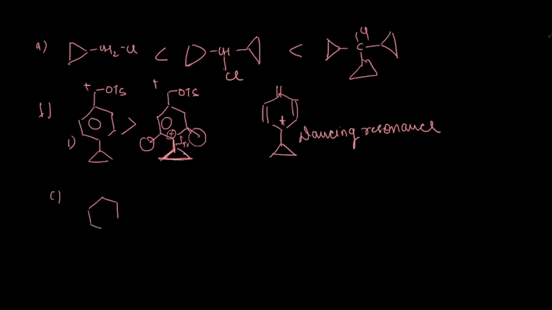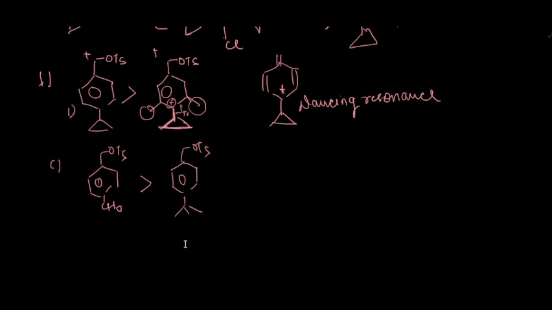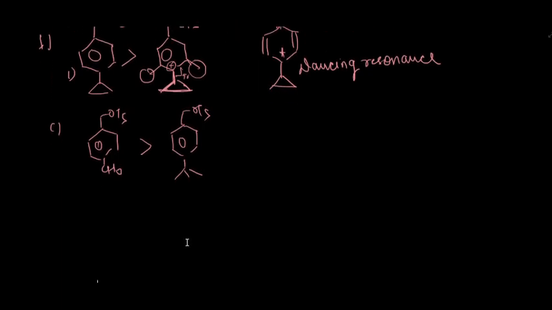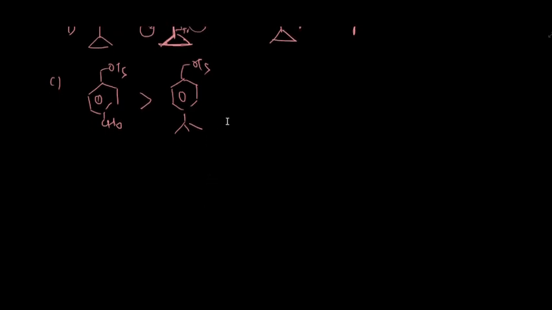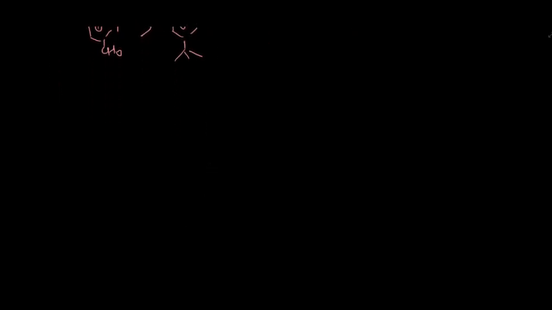Next we have CH3, then OTS, and this group. So first, when the carbocation is at the para position, it will have 3 alpha hydrogens, but the second compound has only plus I effect. So hyperconjugation is more than plus I. Now we have to complete the following SN1 reaction.